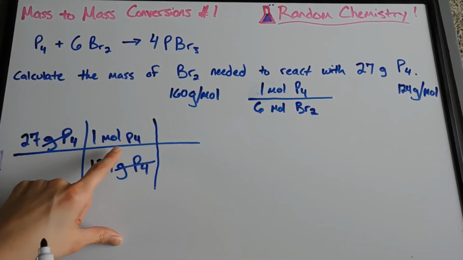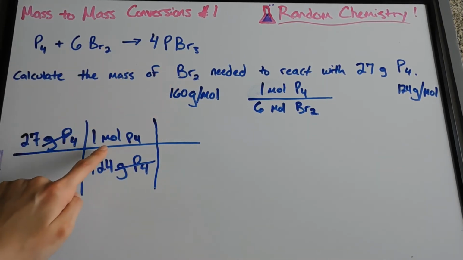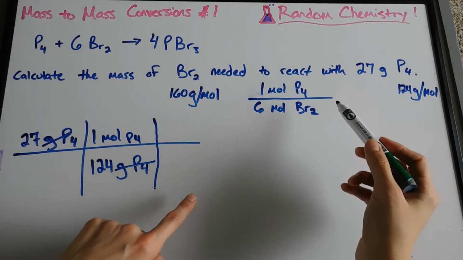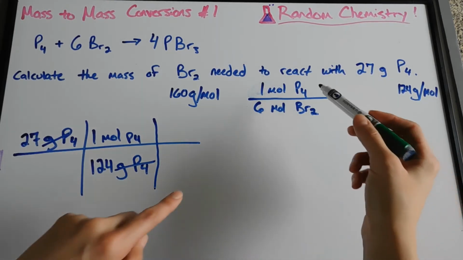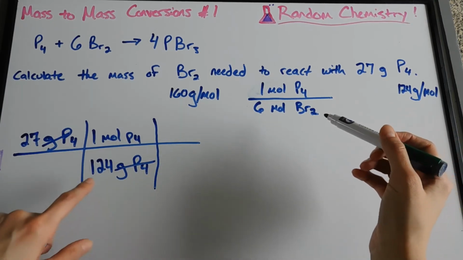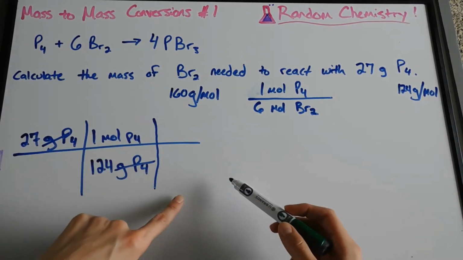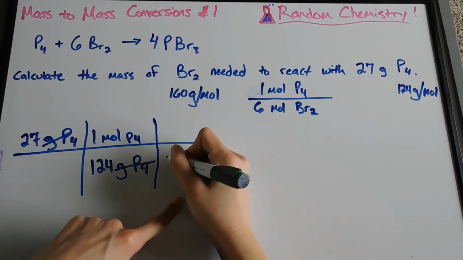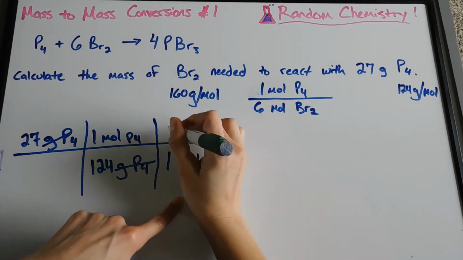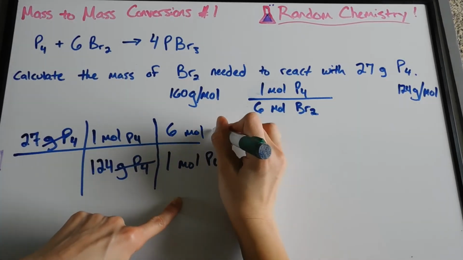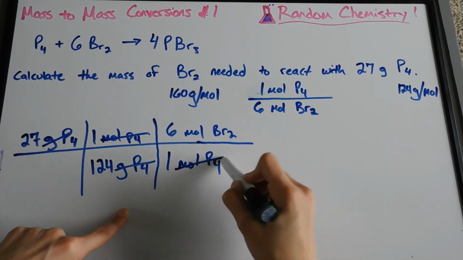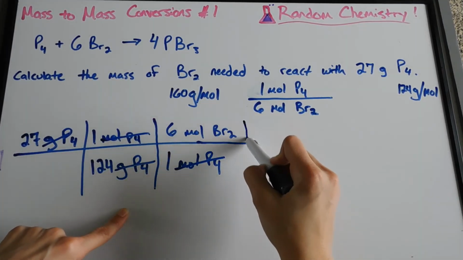But that's not what I need. I need mass of Br2. So I need to go from moles of P4 to moles of Br2 using our molar ratio, which is set up as a conversion factor. If I have moles of P4 on top, I need moles of P4 on bottom. So 1 mole of P4 for every 6 moles of Br2. So moles P4 cancel, and I'm left with moles of Br2.